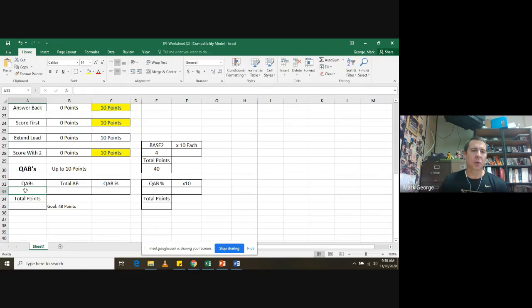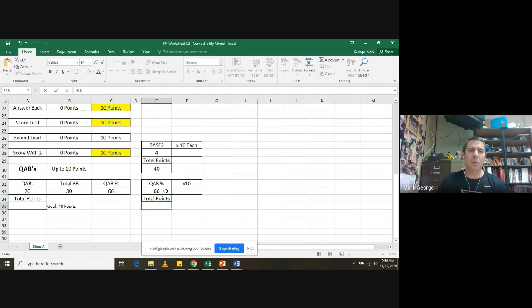And then we take our total QABs, and let's say that we have 15 QABs and we had 30 at-bats, which probably we're not going to be there. We're probably going to be more like 20. So then our percentage is going to be about 66%. So our QAB percentage is 66. You multiply that by 10, and you're going to have 6.6.